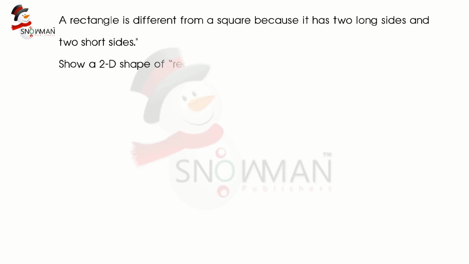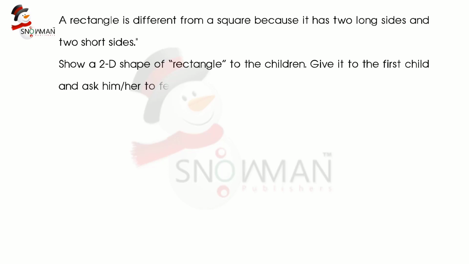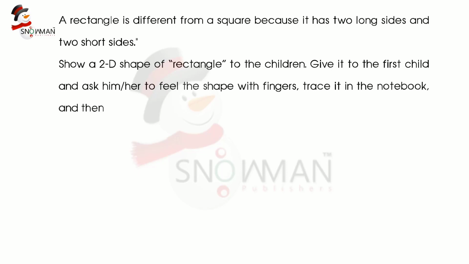Show a 2D picture of a rectangle to the children. Give it to the first child and ask him or her to feel the shape with their fingers. Trace it in the notebook and then pass it to the next child. Play a game with the children.